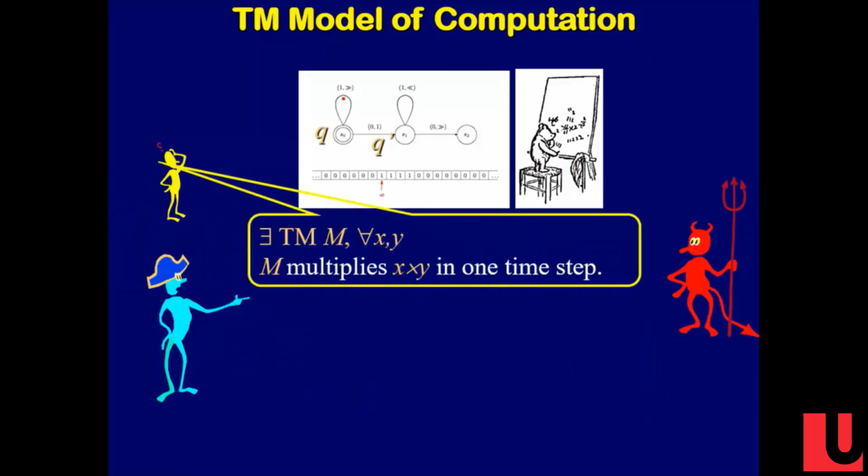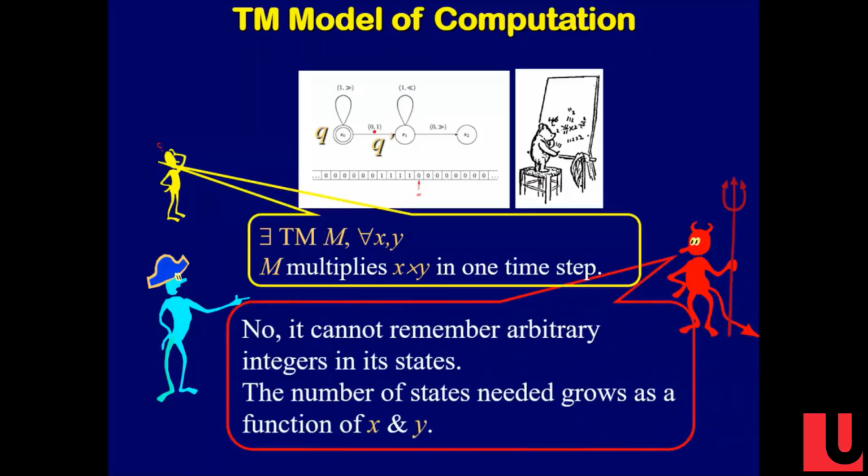All right. So here's another one. Can you multiply arbitrarily in one step? No. You can't remember arbitrary numbers. The number of states needs to grow as a function of x and y. So how would I prove that you can't do this? Everybody listen to this. Let's write this on the board.